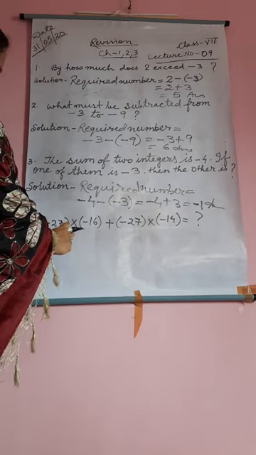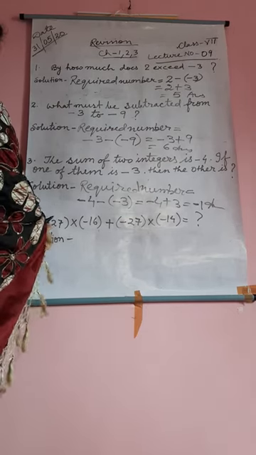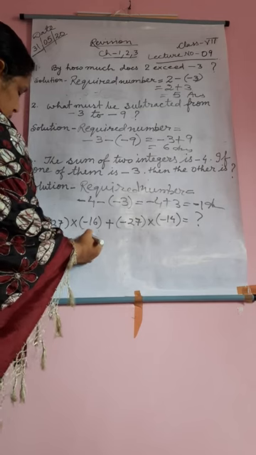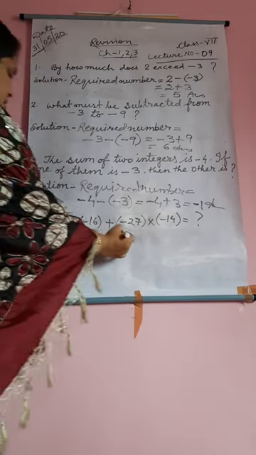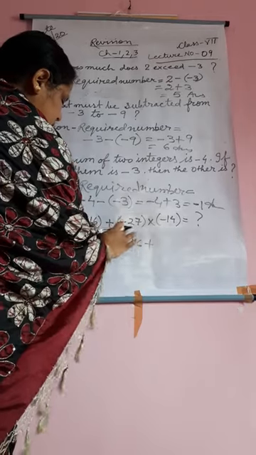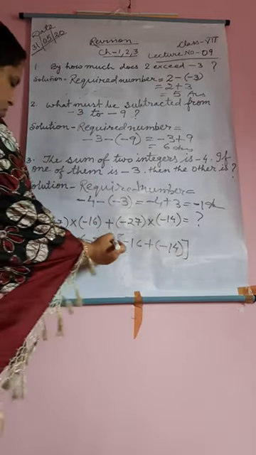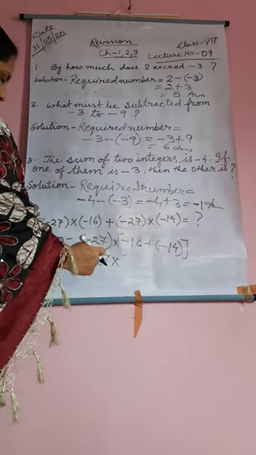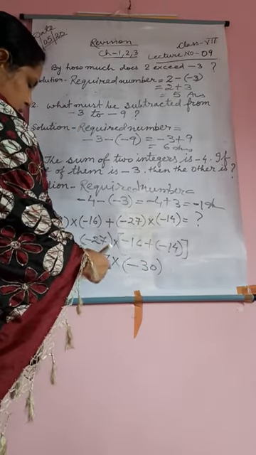Now next question 4. 12 minus 27 multiply minus 16 plus minus 27 multiply minus 14. Answer. The solution of minus 27 here, minus 27 is 2 times. So we write minus 27 outside the bracket 1 time. Ek baar hum usko minus 27 ko bracket ke bahar dikhenge. And next, inside the bracket, minus 16 plus minus 14. Multiply minus 27 multiply minus 16 minus 14, minus minus plus, minus 30, then multiply minus 27 minus 30.